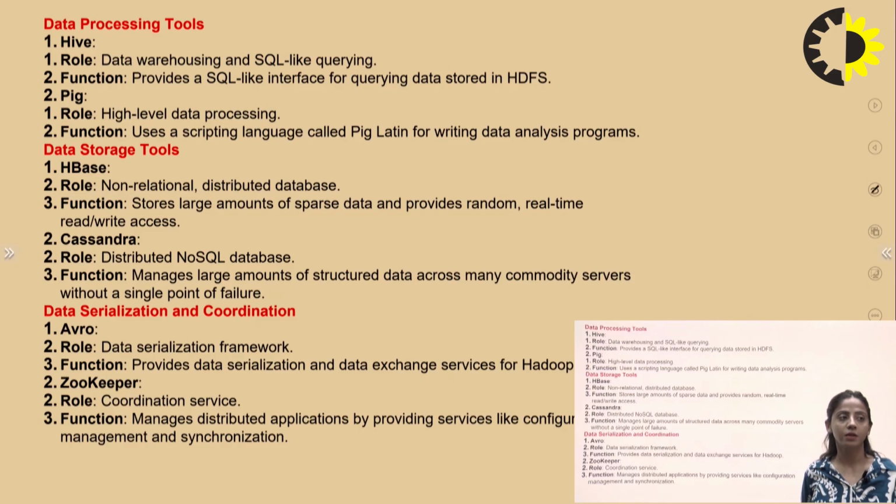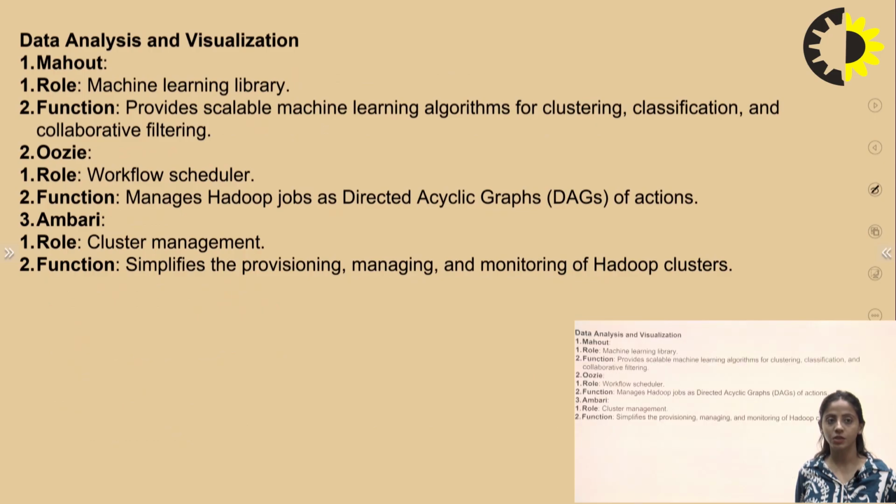Another kind of tool is data serialization and coordination. First one is Avro. Avro performs the role of a data serialization framework. The function of Avro is that it provides data serialization and data exchange services for Hadoop. And Zookeeper performs the role of coordination services. Zookeeper performs the function of managing distributed applications by providing services like configuration management and synchronization.